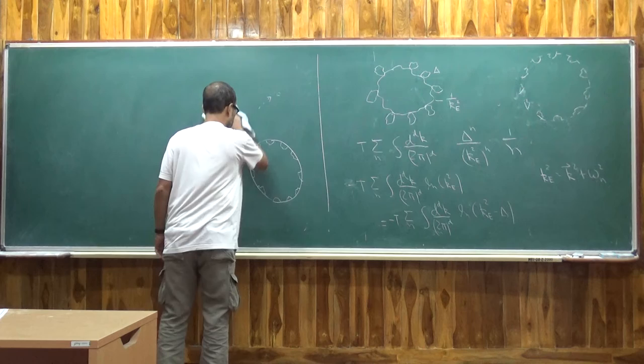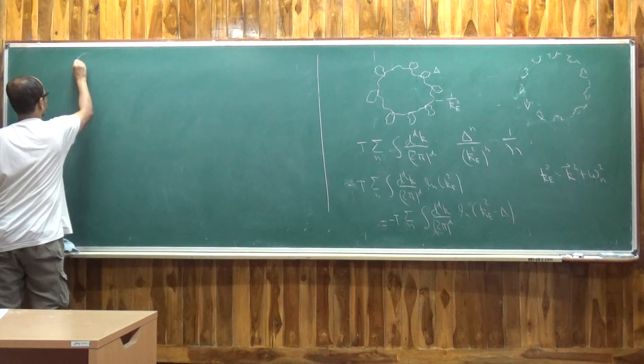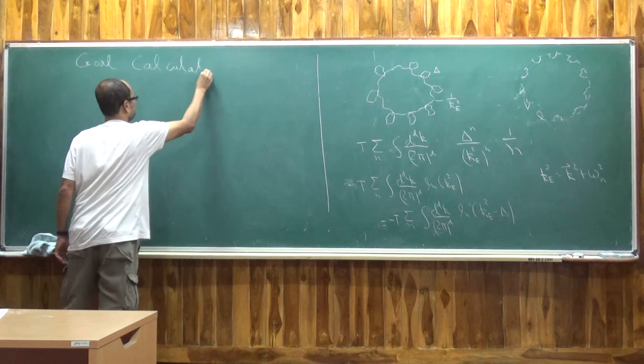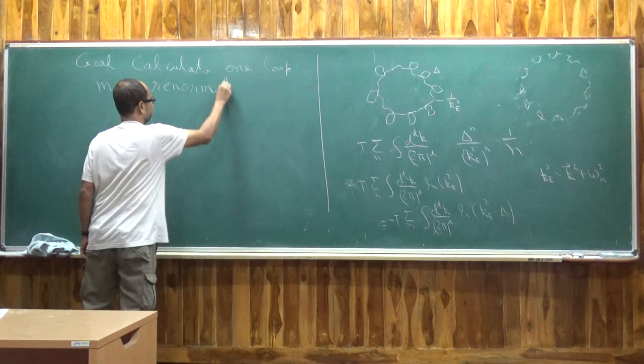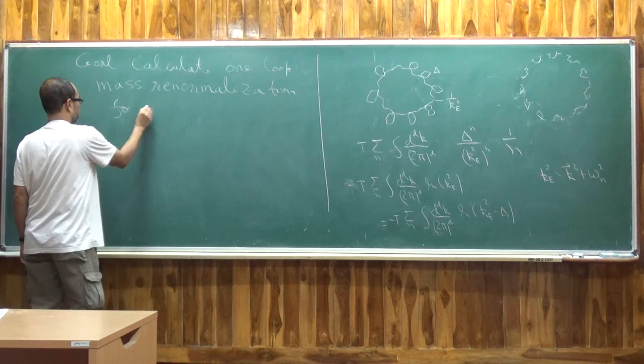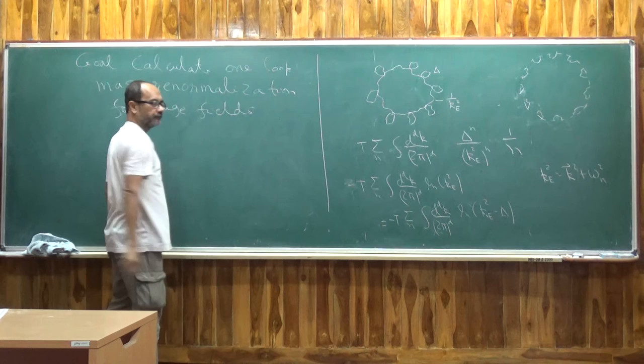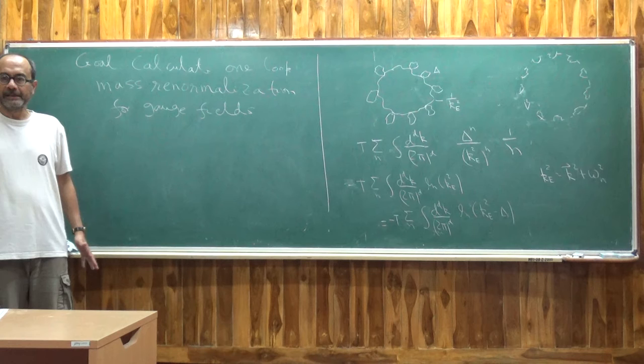So the goal is to calculate one loop mass renormalization for gauge fields. Now the full calculation is a bit complicated, because this will involve gauge field loops.